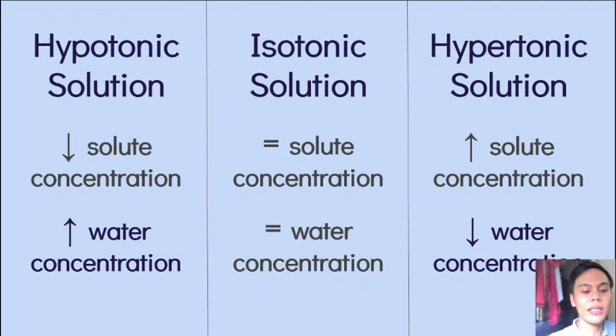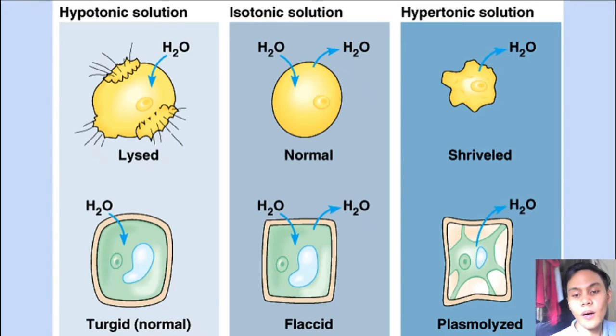Okay? So basically, your hypotonic solution will cause lysis and turgidity. Your isotonic solution will cause normal for animal cell and flaccid for plant cell, and your hypertonic solution will cause both types of cells to shrivel up.